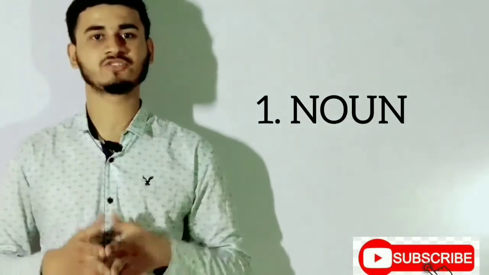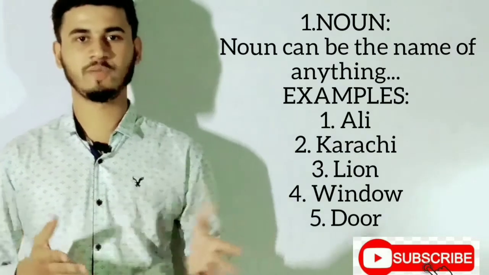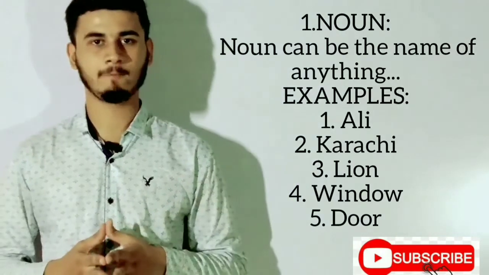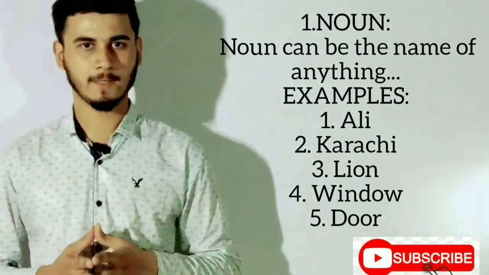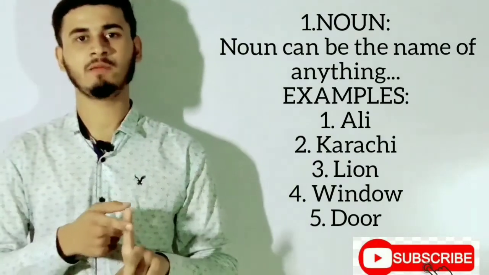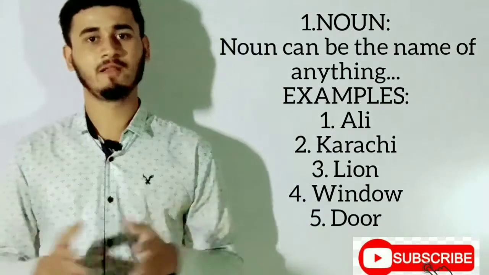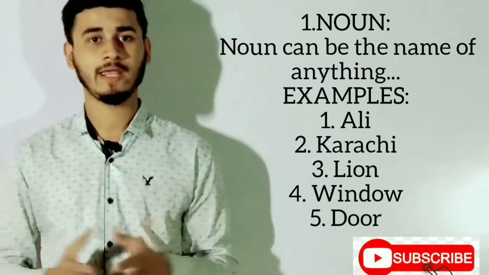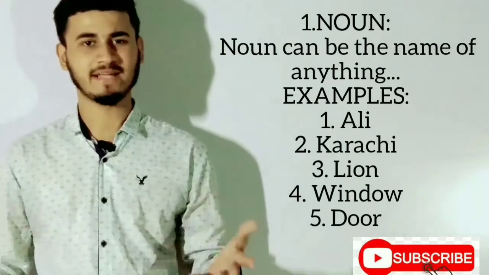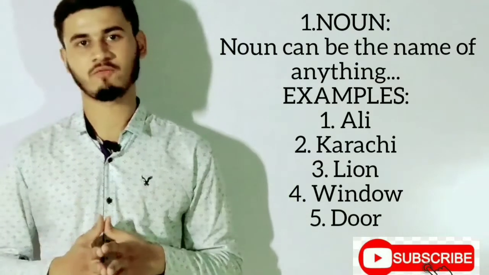So to begin with, the noun. What is a noun? What is the concise and short definition of a noun? A noun can be the name of anything. When you were a child, you were taught that a noun is the name of a person, place or thing. Noun किसी भी चीज के name को बोलते हैं. It can be the name of any place, any person, any animal. For example, window, chair, pen, the doctor, the teacher, lion, tiger, and Ali, Murtaza. These are all examples of nouns. Hope you have understood the first part.